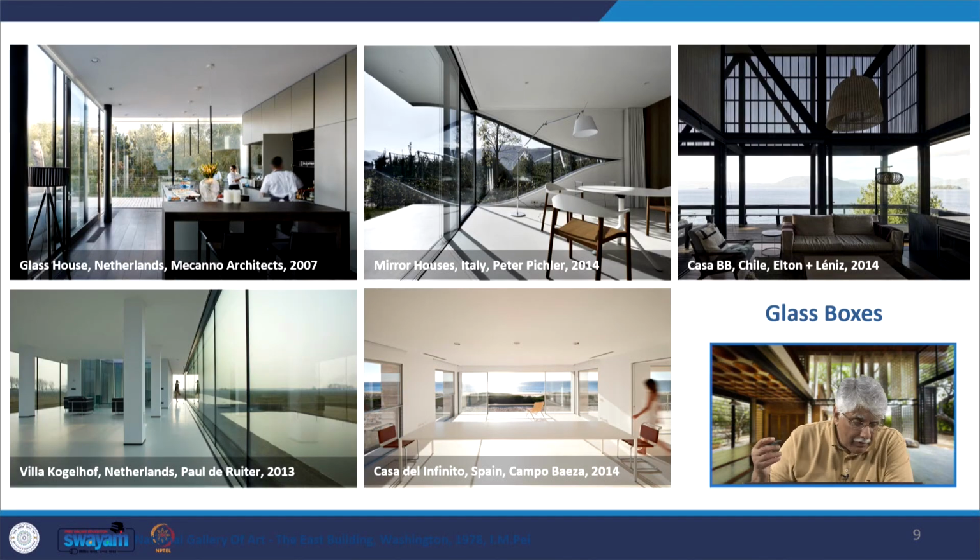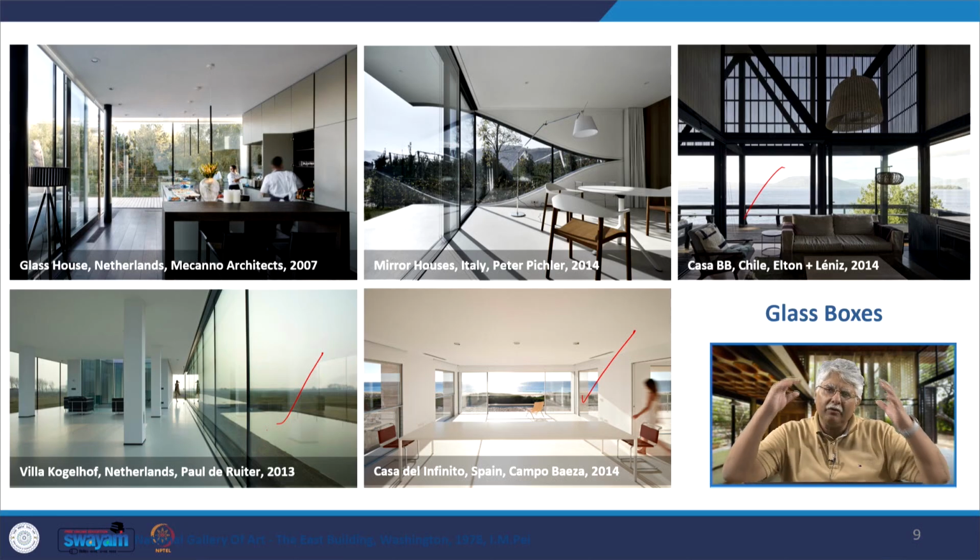And even here, in many more projects, like the Glass House in the Netherlands by Mecanoo Architects, the Mirror Houses in Italy by Peter Pichler, the Casa Bibi in Chile, the Villa Kogelhof in the Netherlands, the Casa del Infinito again by Alberto Campo Baeza in Spain. So you can see the span, the number of countries, the time period stretched from the 20th to the 21st century, and the number of architects who are all conceptually designing the same fundamental space, a glass box with a free-flowing interior inside it.